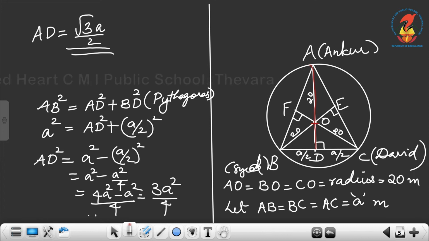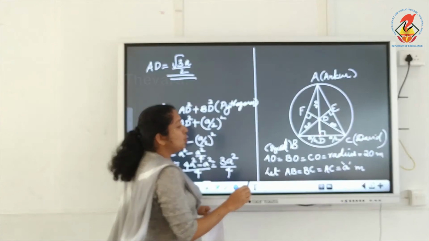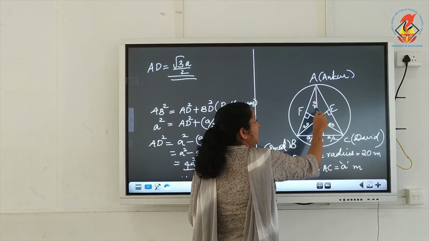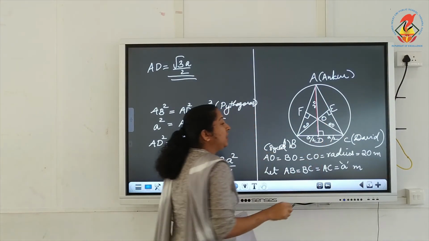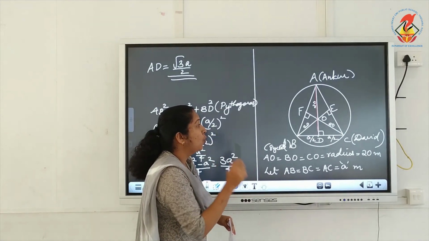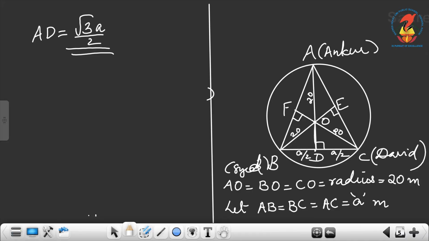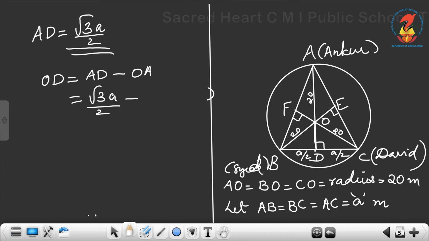From here we can find the length OD. That's what we are going to find next. So AD means total AO plus OD. So what we can do for getting OD? We have to subtract OA from the total length AD. So OD is equal to AD minus OA. What is AD? Root 3a by 2 minus what is OA? 20.